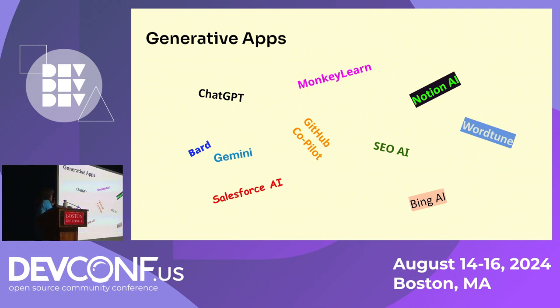Then there are generative apps that are leveraging all of the models, and among which is basically the most famous, ChatGPT, and then there are also GitHub Copilot, and Gemini itself came out from Google. It's the new version and has replaced Bard. Then SEO AI, Salesforce, all of these other ones that you see. But these are, again, tiny little examples of some of the generative apps.